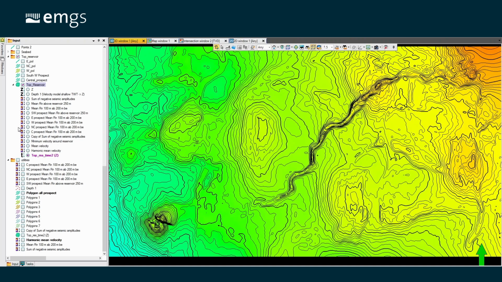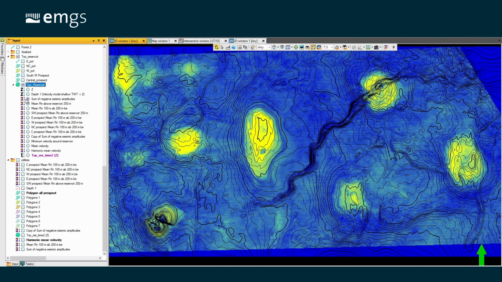So let me show you a sum of negative amplitudes around that interval. You can see that in terms of the seismic response, it's actually very, very compelling. Here you can see that all these highs contain a nice negative amplitude response. What you're seeing is a window, the sum of negative amplitudes below the reservoir top. So you can see that a lot of these match structure very, very nicely.